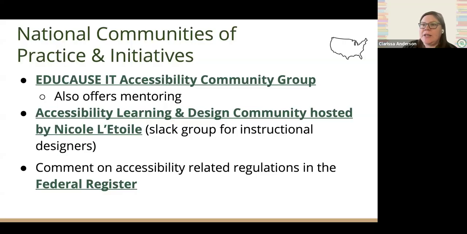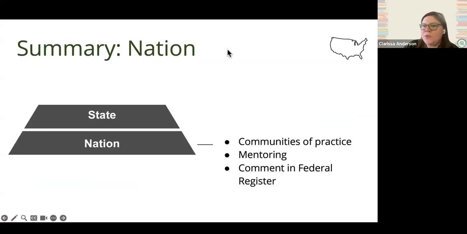When we're talking about accessibility, it's really important to be aware of the different regulations going on. If there are regulations related to accessibility, generally there are public comment periods, so that can be really helpful to have your voice heard. For example, with ADA Title II, in 2023 there was a national comment period. So, summarizing the nation level: there are various communities of practice available, lots of mentoring from other institutions, I'm happy to share recommendations, and we also can add comments about policies.